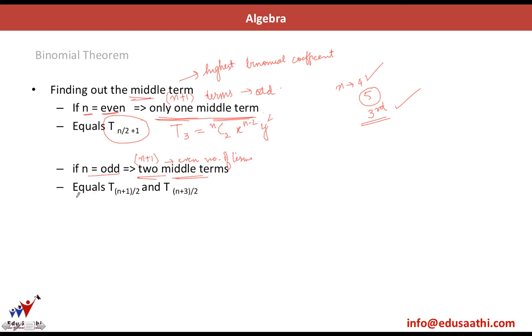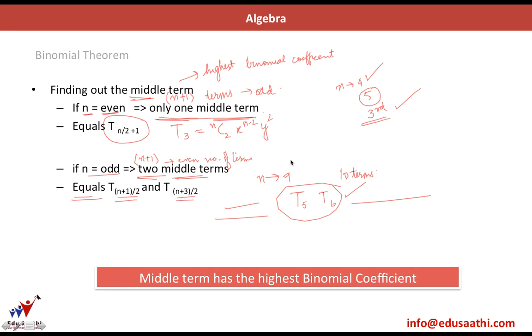Now both the middle terms would actually be the term which is n plus 1 by 2 and n plus 3 by 2. For example, we take n is equal to 9. So there are 10 terms that you have. The middle term would be the fifth term, and the sixth term would be the middle term that you will have. So you can follow the formula n plus 1 by 2, which is 9 plus 1 by 2, 5, and 9 plus 3 by 2, which is 6. Fifth and the sixth term will be the middle term. 4 terms would be here, 1, 2, 3, 4, and 4 terms would be here, 7, 8, 9, 10. There will be 2 middle terms that you will have. So middle term has the highest binomial coefficient as already stated.